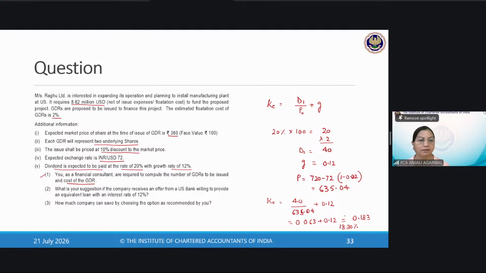Next, is it clear? So how many GDRs will we issue? The number is 1 million. And what is the cost? 18.3%. What is your suggestion if the company receives an offer from a US bank which is willing to provide an equivalent loan with an interest rate of 12%? So obviously, 12% will be less than 18.3%. You would avail the offer because the cost of raising GDR is higher as compared to the loan cost.